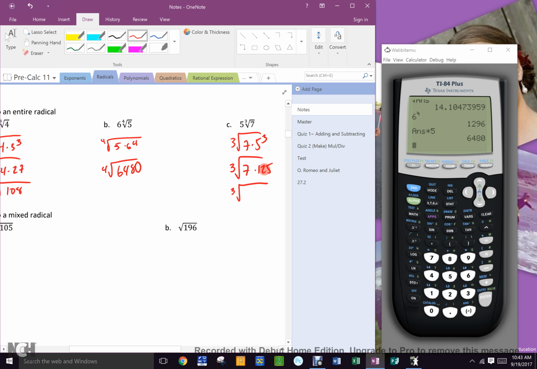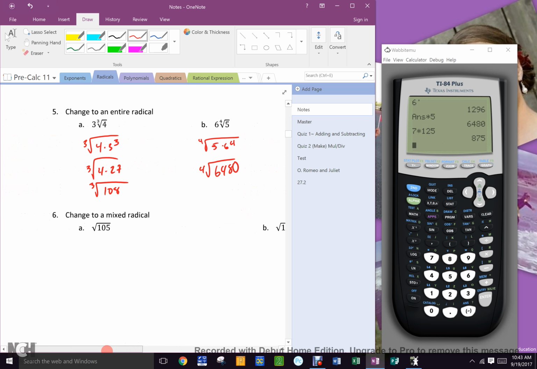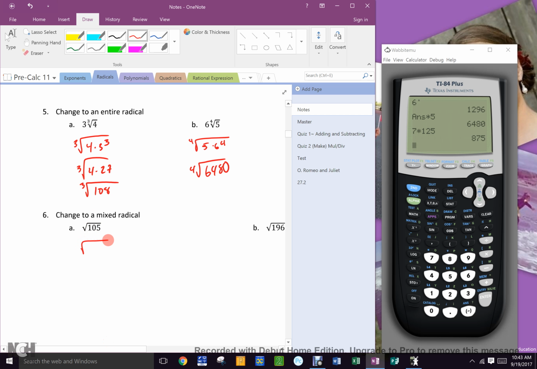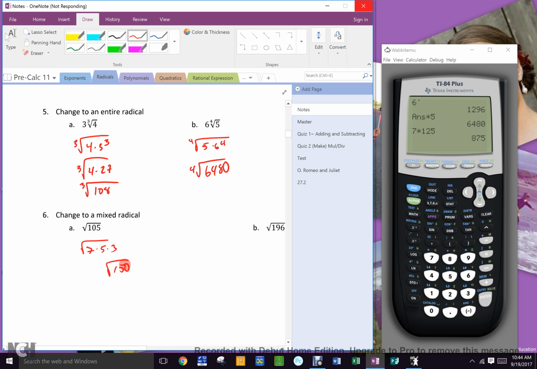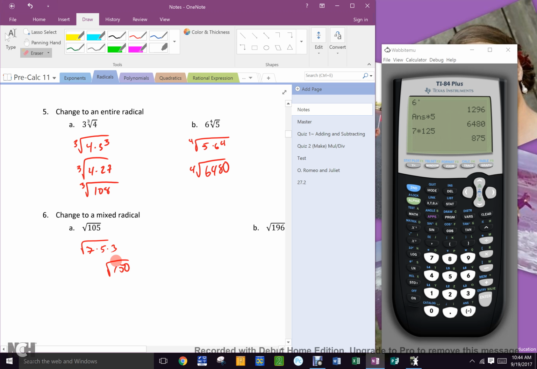7 times 20 is 140. It's 840, 880. 7, that's not right, 125. 875. And my computer's frozen, so we'll just take a moment while we work it out. 875, there we go. This is already as simple as it gets because that's 7 times 5 times 3, no pairs, so it stays as 105.